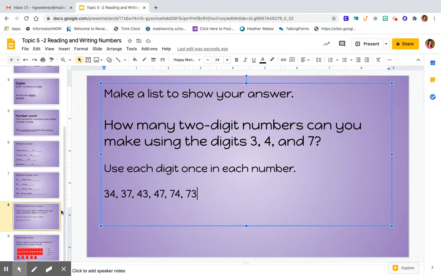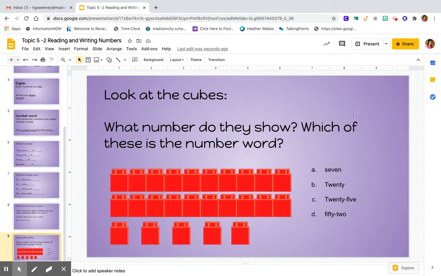All right, let's go to one last problem. Look at the cubes. What number do they show? Which of these is the number word? So I want you to look at these cubes, and then I want you to come over here and choose which one of these is the correct number word that matches the number shown. You can pause the video at this time and answer on your notebook paper, and then when you're done, come back.